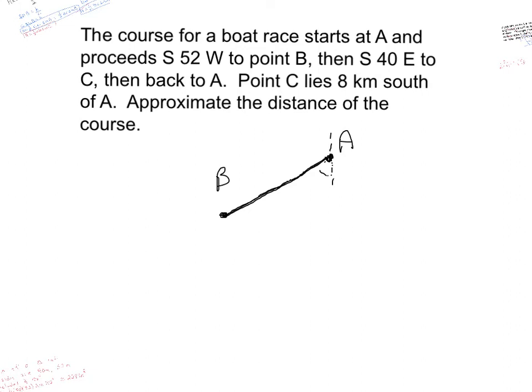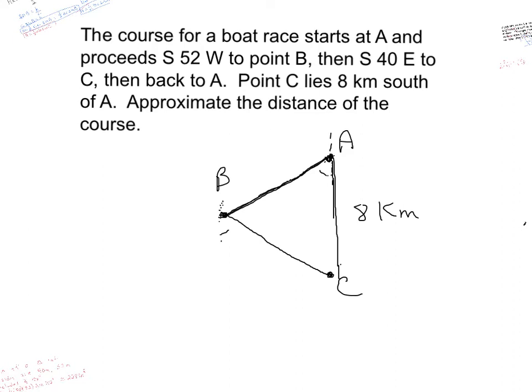And then goes south 40 degrees east to point C. So I'm going to draw my north-south line, or just kind of pencil it in. And we're going 40 degrees from the south line to the east. So if that's 40 degrees, we're headed this way. And we're told that C lies 8 kilometers south of A. So here's C, and we know that this is going to be 8 kilometers.